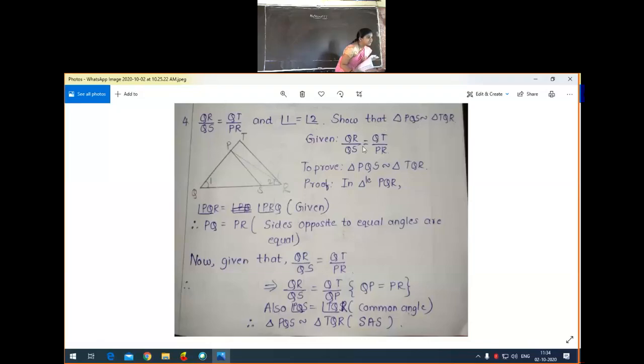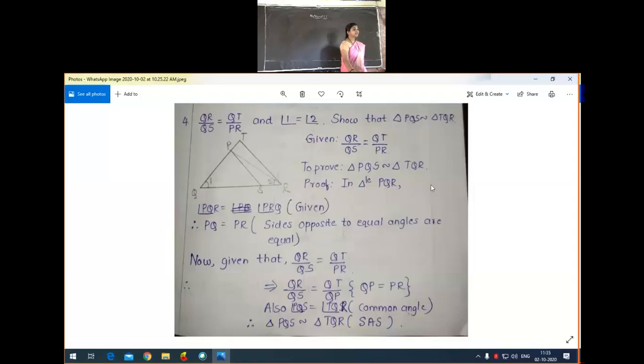Show that this triangle PQS is similar to triangle TQR. That is the question right now. So first list out the given data. QR by QS is equal to QT by PR. To prove is that these two triangles are similar.